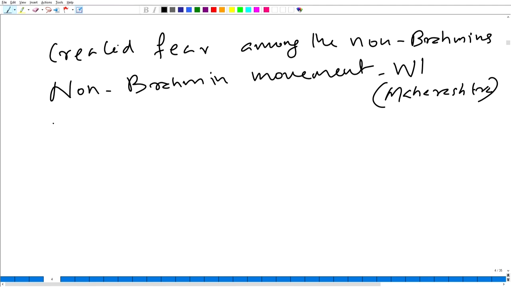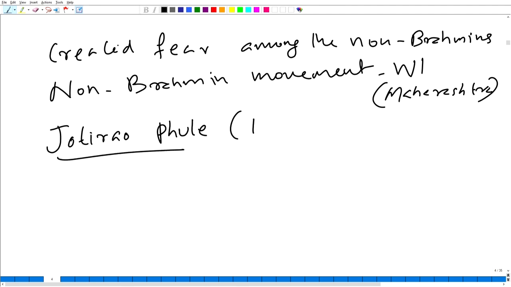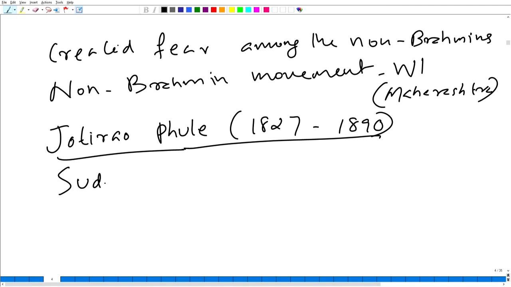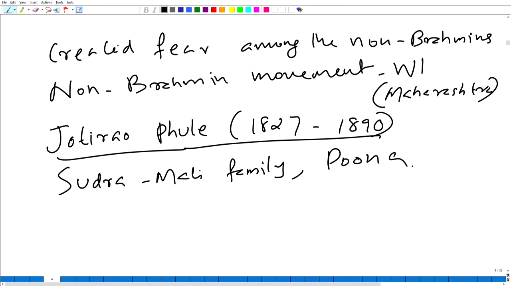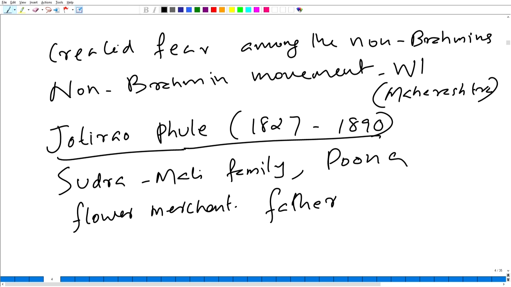It was Jyoti Rao Phule, born in 1827 and died in 1890, who came forward questioning the superior position of the Brahmins in society. He was born in a Shudra Mali family in Pune. His father was a flower merchant. Being a member of the oppressed class, he was well aware of the problems of the Adi Shudras.